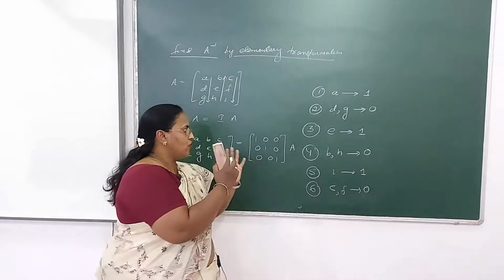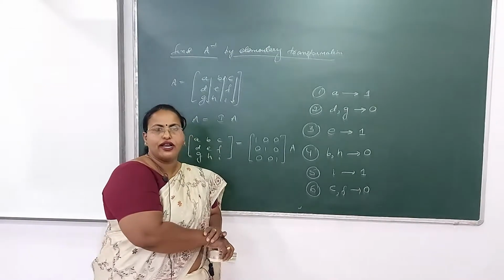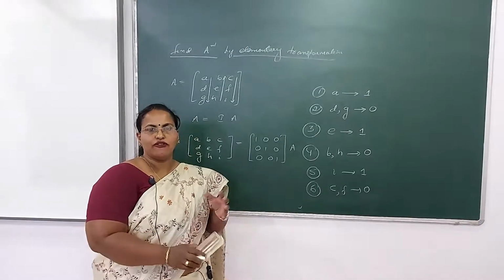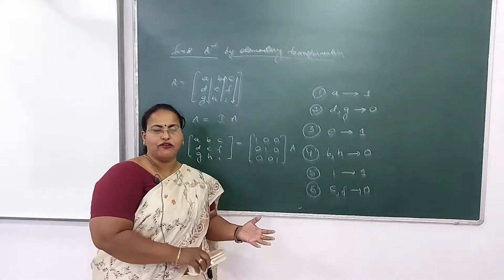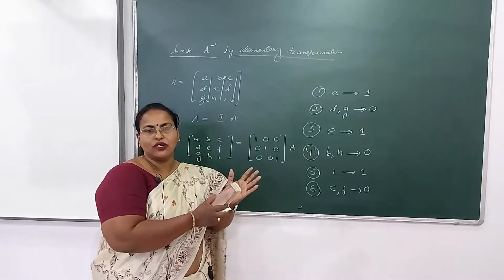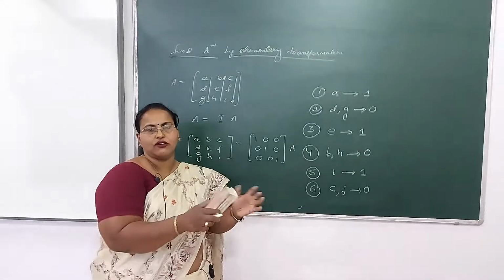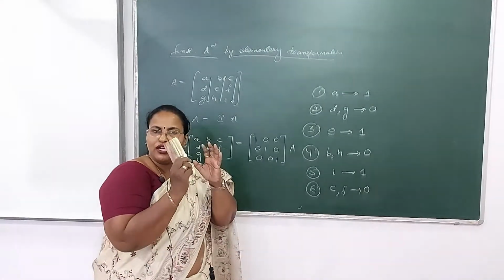See students, if you do it this way, definitely you will find that the procedure is very easy. It's just like a game of converting the terms to 0 and 1. So you have to work out what you need to apply so that the term is converted to 1 or to 0. This will be the thought process.